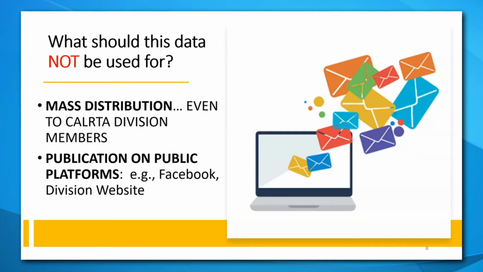Some divisions have asked permission to post the complete Excel file on their division website so members can easily access the data and keep up to date on member contact information. Well, the answer is no, it is not to be posted even on the division website because the website is a public platform. So anyone could access and use the personal information for nefarious purposes.